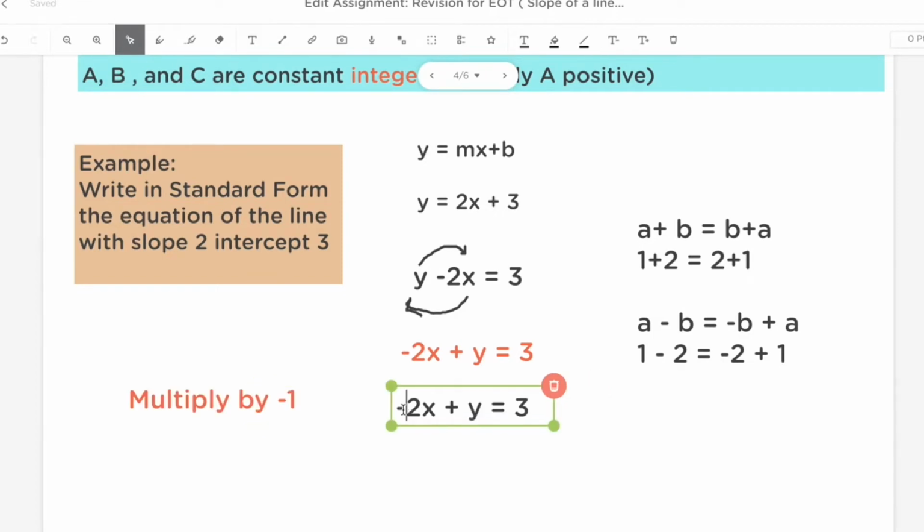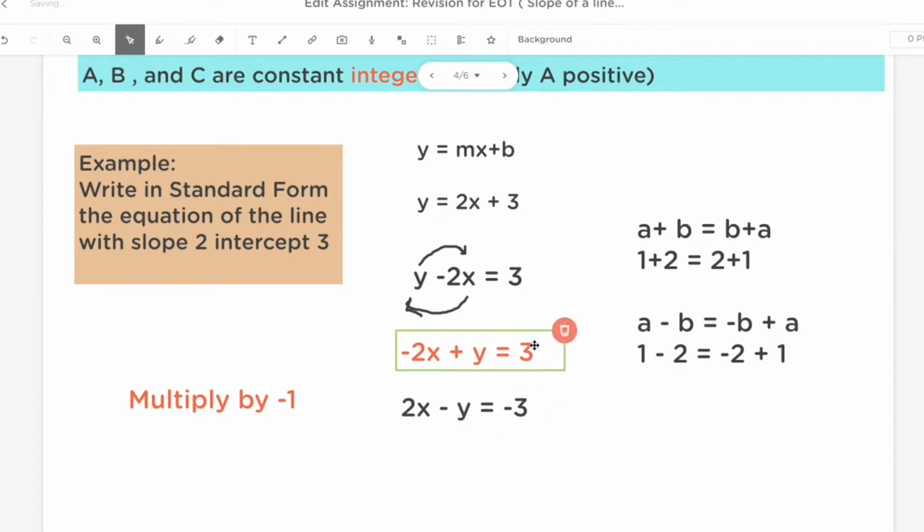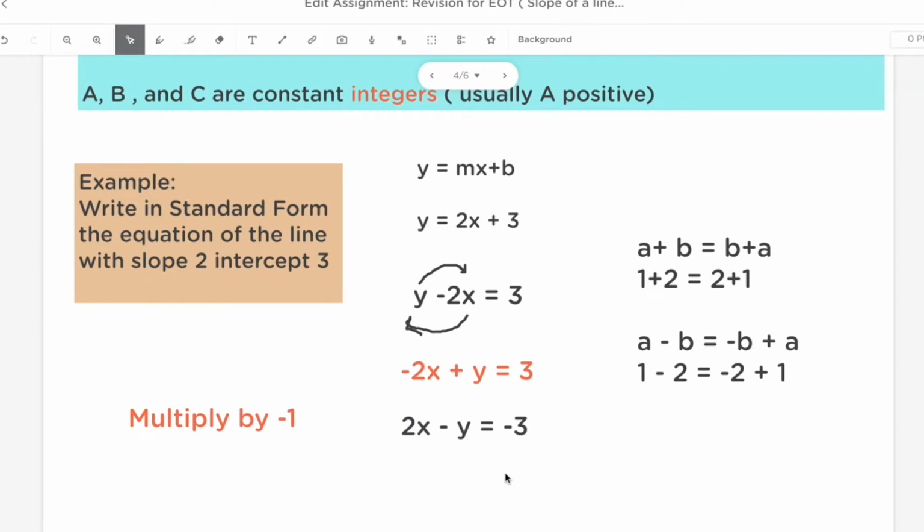So you just change this sign to plus, this sign to minus, and this sign to minus, and you're done. It's the same. If you multiply by minus, you get here plus, here minus, here minus. This is the same equation as this, and we call this a standard form.